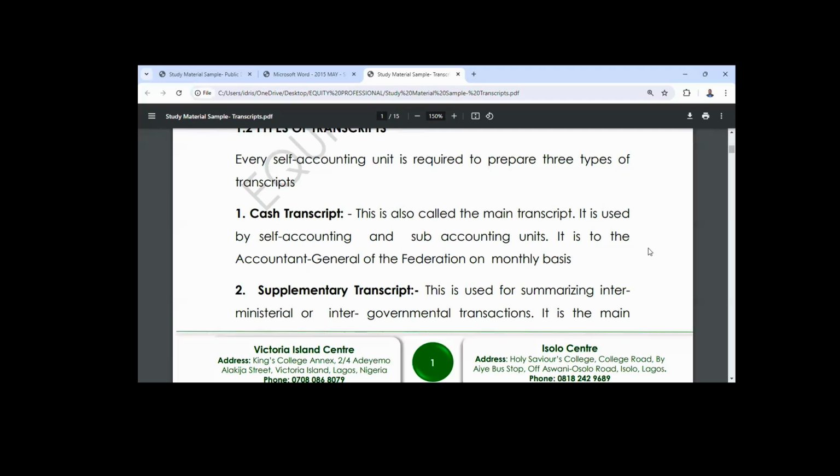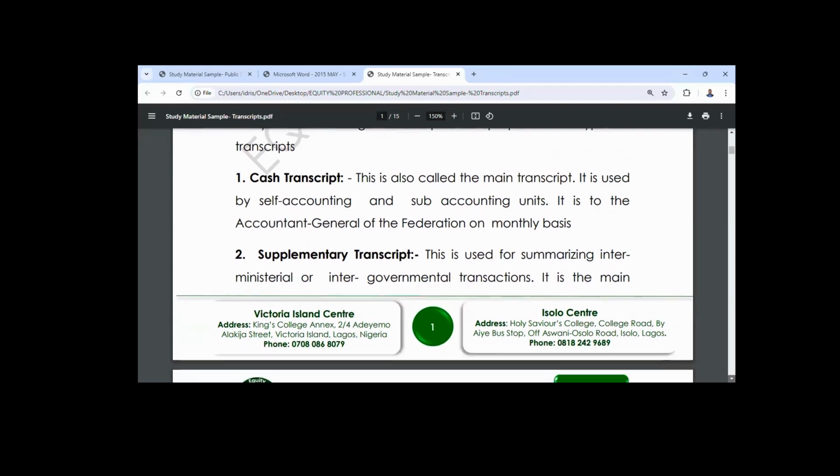Subsidiary transcript is the one maintained by interministerial or intergovernment transaction.